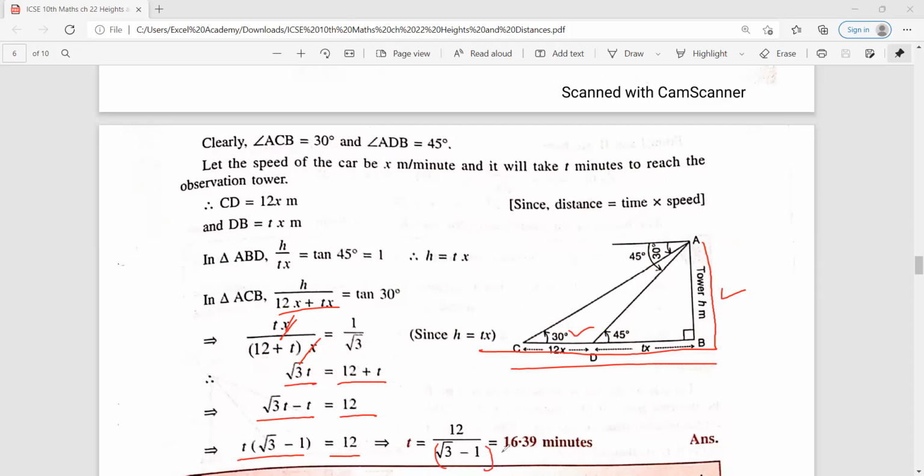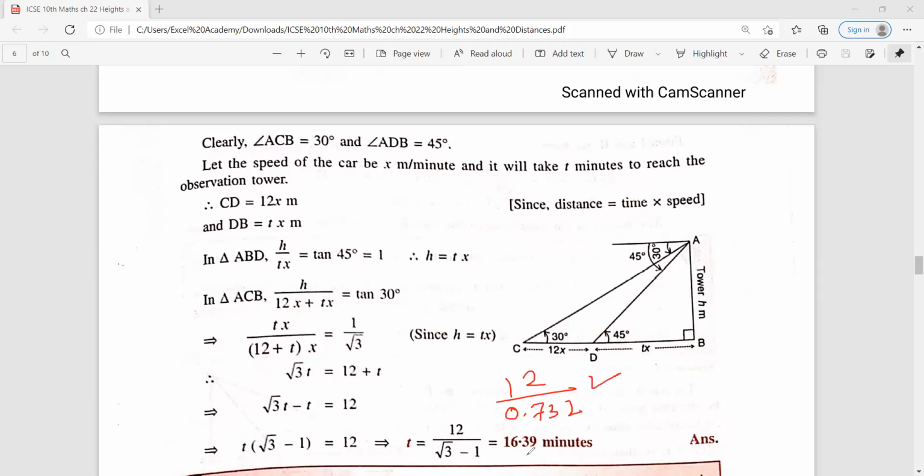Again rationalize. They have directly found the answer. If you want to, otherwise do 12 upon 0.732. You will get the answer. Obviously that time will be in minutes, because we originally took it in minutes. Okay, so this question is a little important. Just remember, we don't deal with speed and time in trigonometry. If you have time and speed in your question, always convert those into distance using the good old formula.